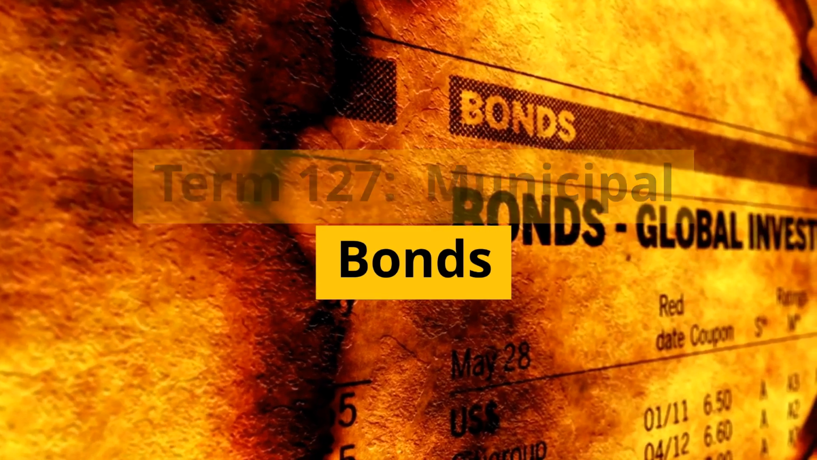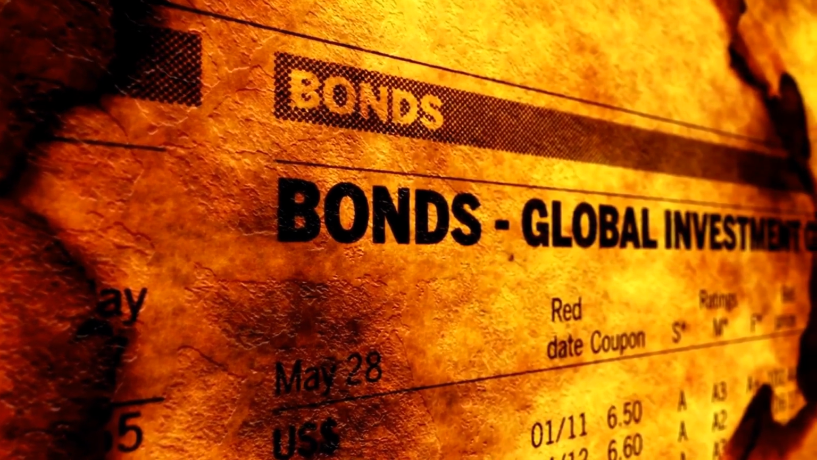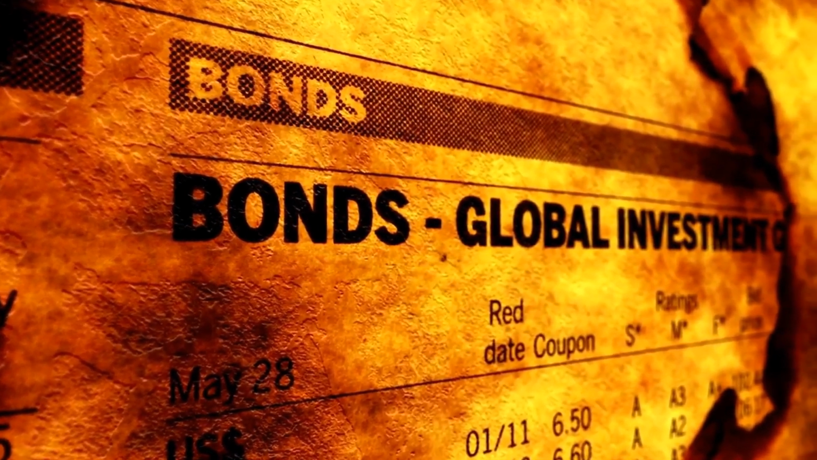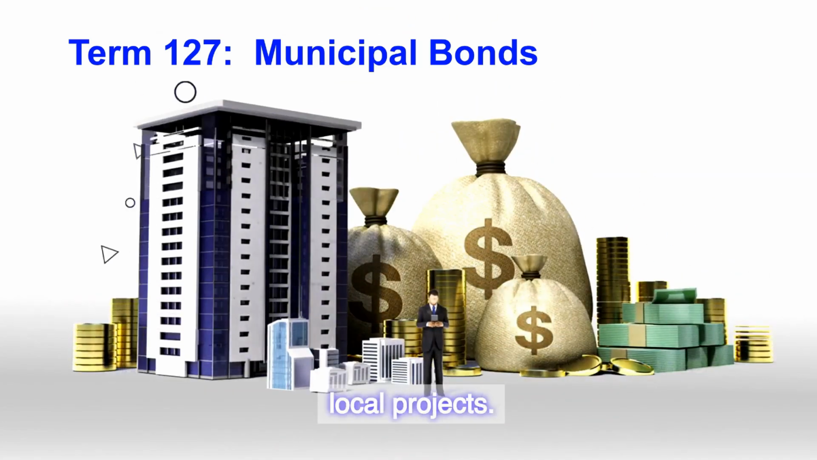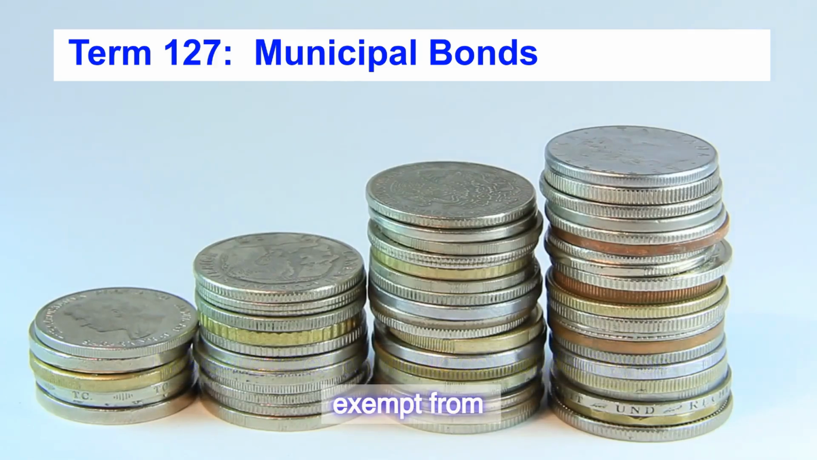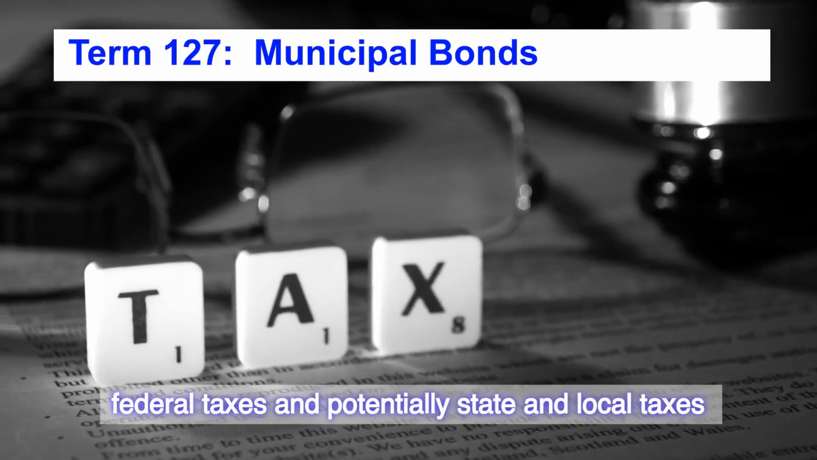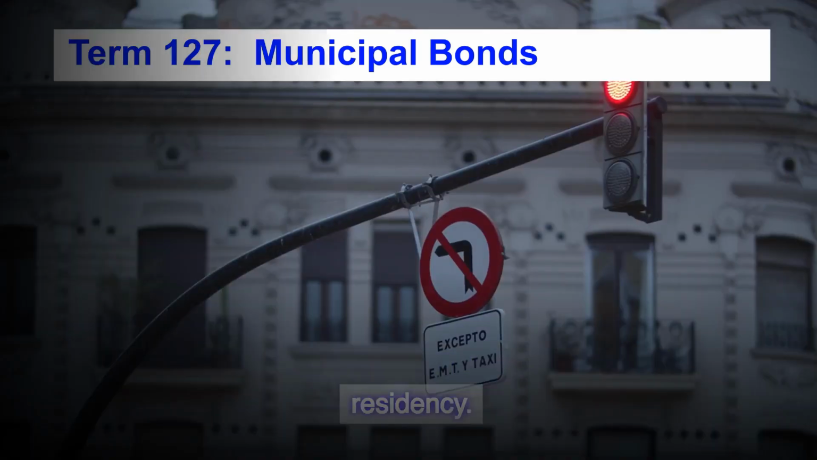Term 127, municipal bonds. A municipal bond is issued by municipalities to finance local projects. Interest earned on municipal bonds may be exempt from federal taxes and potentially state and local taxes, depending on the issuing municipality and your residency.